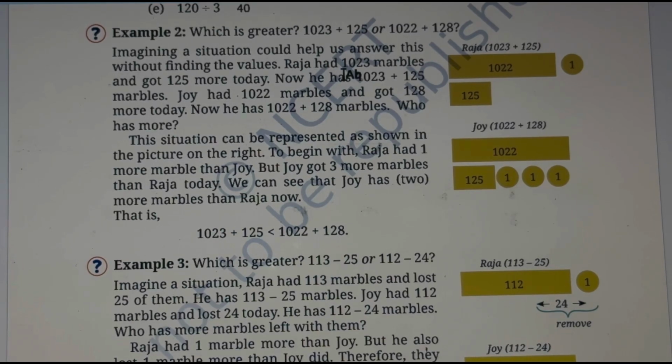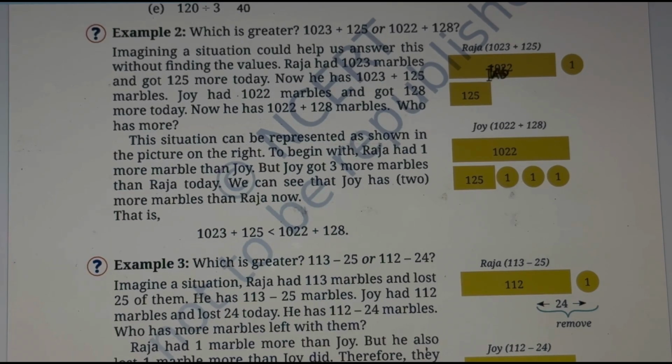Raja has 1023 marbles and he got 125 more today. So now he has 1023 plus 125. We are not going to add it. And Joy has 1022 marbles and got 128 more today. So now he has 1022 plus 128 marbles. Now who has more? This situation can be represented as shown in the picture. Can you see the picture over here?